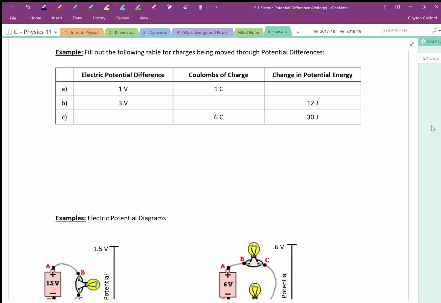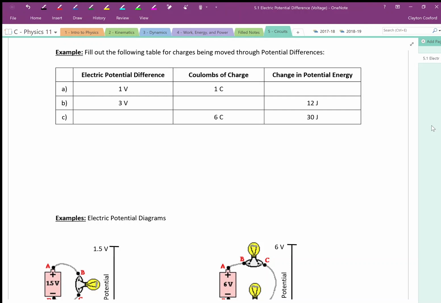Imagining that some charge is flowing through some circuit, and in doing so, its energy is changing as it's moving. A battery is pumping up a charge's energy. We're going to look at how electric potential difference is related to that energy. So, in our first one, maybe it's a battery, a 1 volt difference between the negative terminal of a battery and the positive terminal of a battery. And we're going to move 1 coulomb of charge.